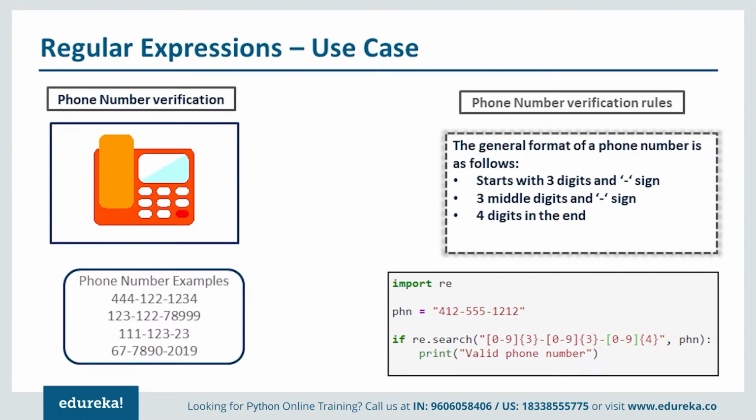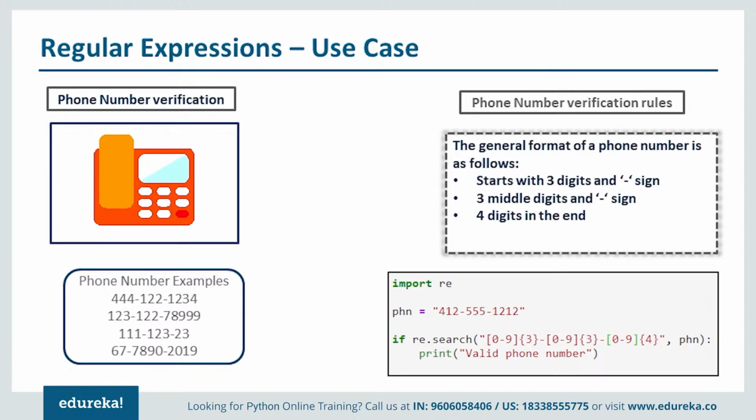We can use regular expressions for phone number verification. The phone number verification rule is that it starts with 3 digits, then a hyphen. Then again 3 digits, then again a hyphen, and the last part has 4 digits. So we are going to build the regular expression in such a way. You can see that we are using the range 0 to 9, so numbers can be 0 to 9.